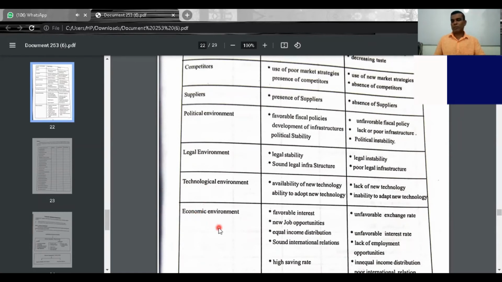Economic environment. Look at that. Favorable interest rate, opportunity. New job opportunities. Equal income distribution. Sound international relations. Favorable. High saving rate. Good. And weak, unfavorable, inflexible exchange rate. Now we are facing that unfavorable exchange rate.